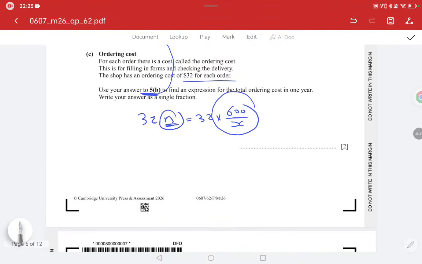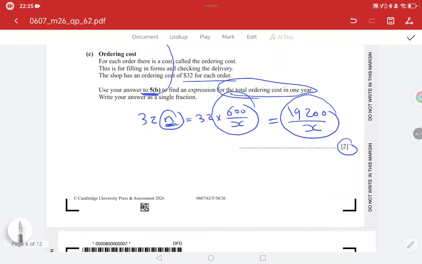Again, in every exam, you will have something like this. You are building a mathematical model, with equations depending on each other. In an exam, don't leave it like that. Yes, you have to show your work, and you have to simplify it. So 32 times 600, the answer should be 19,200. So this one is what you call the total ordering cost per year.